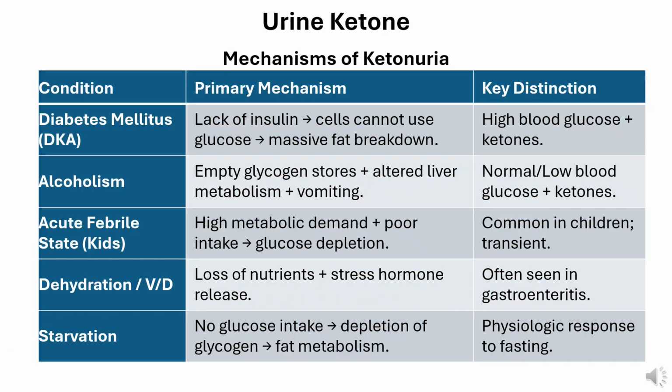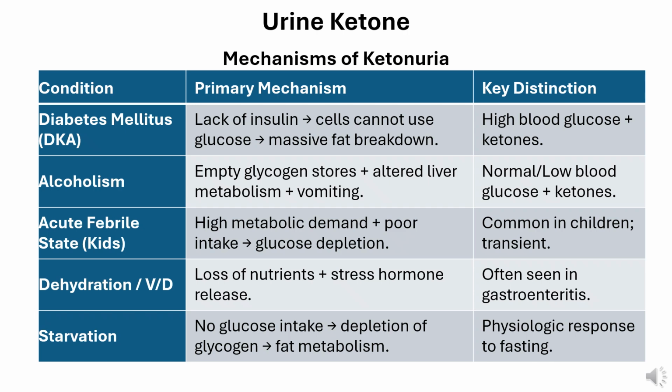When glucose is unavailable or cannot be used, the body switches to burning fat, which produces ketones, acetoacetic acid, beta-hydroxybutyric acid, acetone, as a byproduct. Ketonuria always means the body is relying on fat because there isn't enough glucose available due to starvation, fasting, illness with poor intake, or unusable glucose in diabetes, no insulin. In a diabetic patient, ketonuria plus hyperglycemia equals DKA until proven otherwise.